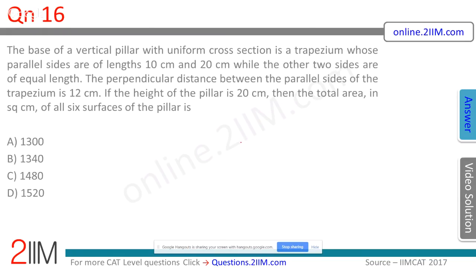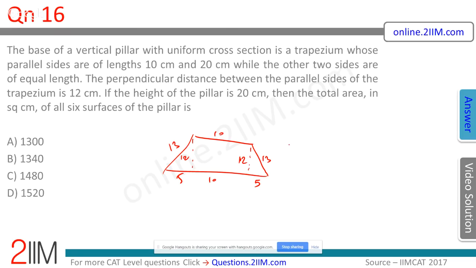The base of a vertical pillar with uniform cross section is a trapezium whose parallel sides are of length 10 and 20. So 20, 10. Other two sides are of equal length. Okay, sounds good. So think about this. This will be 5, and this is 5. So 10, 10. Other two sides are equal, and the perpendicular distance between the parallel sides of the trapezium is 12. So 12, 13, 12, 13. The height of the pillar is 20 centimeters, and we need the total area in square centimeters of all 6 surfaces.